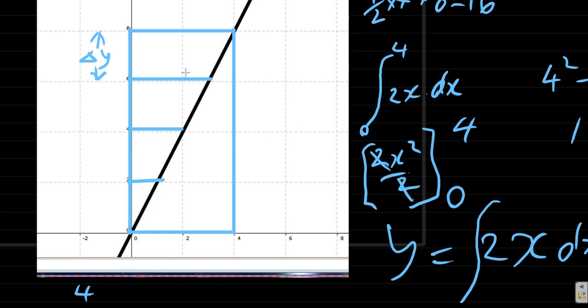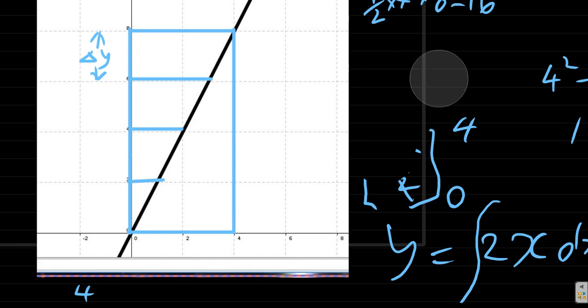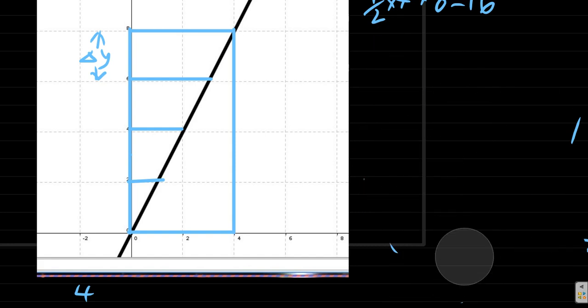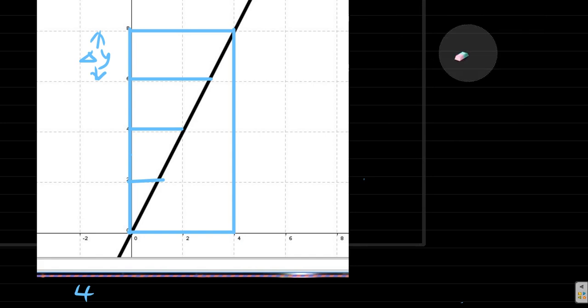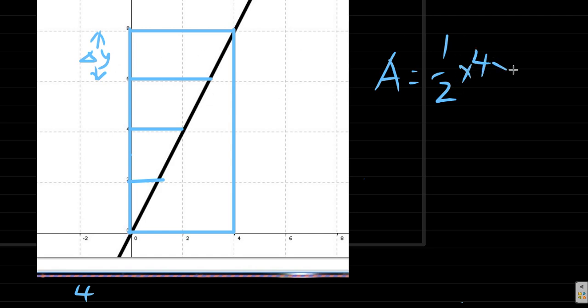Now, suppose we find the area without using integration. What would it be? Well, it's a triangle too, you know. And the width is 4 and the height is 8. So the area is half times the base, which is 4, times the height, which is 8. Half of 4 is 2, 2 times 8, 16 also. 16 square units.